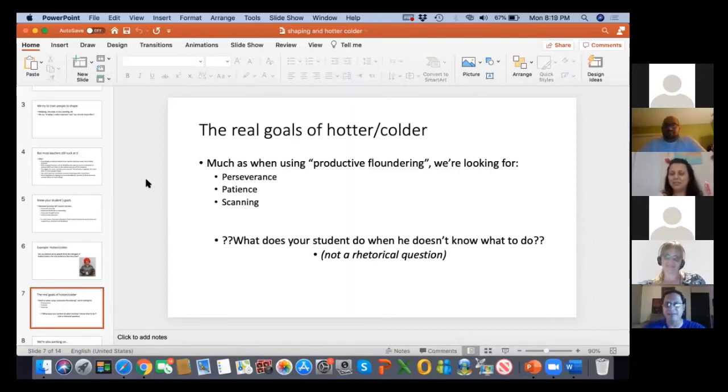And this will happen if we don't actually directly address it. If we don't teach, like, what do you do when you don't know what to do? And we use a lot of errorless teaching, or maybe our corrections are, you know, a little on the harsh side if someone's making mistakes. If we have that kind of a package, we're almost encouraging our kids to just wait for the prompts, which is the opposite of problem solving. So this is part of the real goals of Hot or Colder.